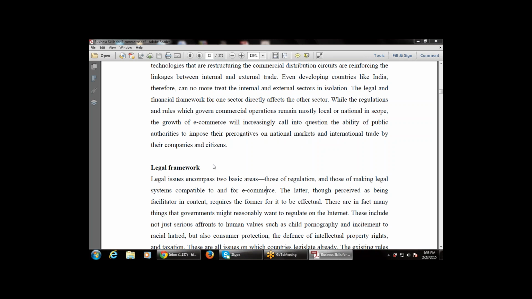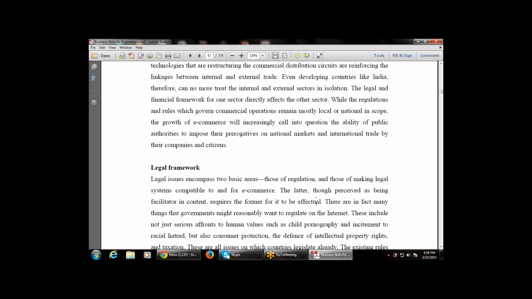This says legal issues encompass two basic areas, those of regulation and those of making legal systems compatible to and for e-commerce. The latter, making the legal system compatible for e-commerce, though perceived as being a facilitator in content, requires a formal framework for it to be effectual.